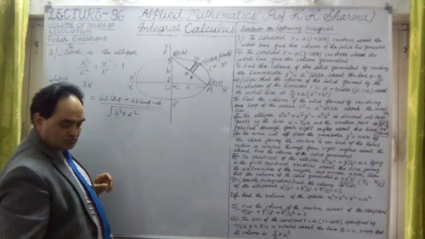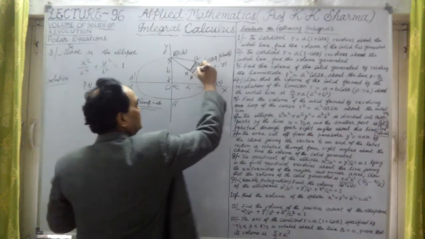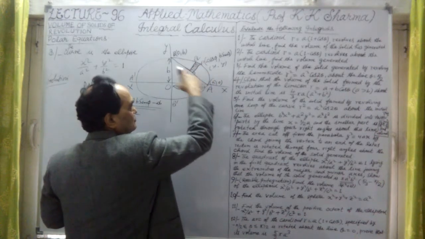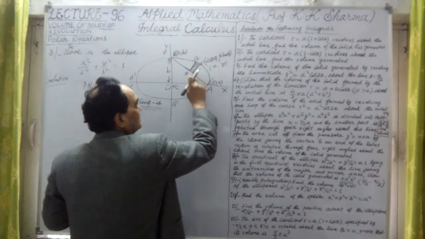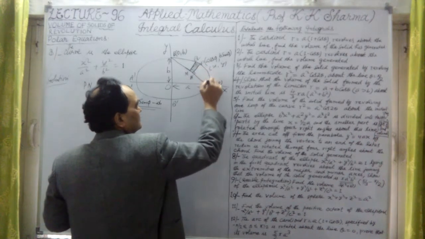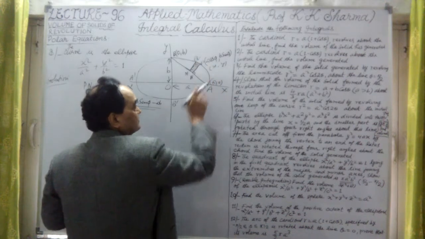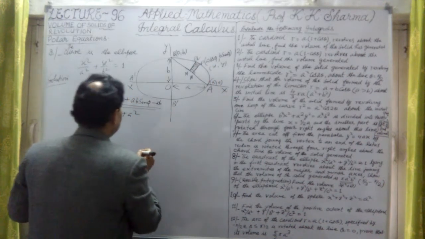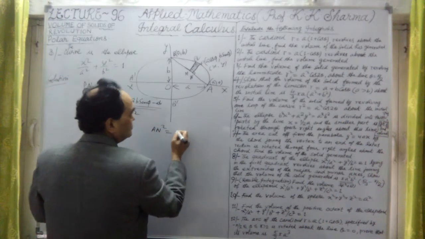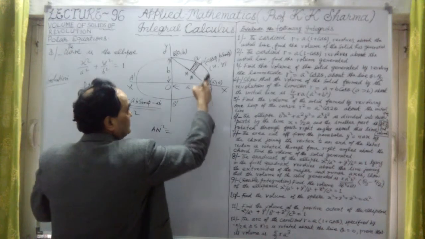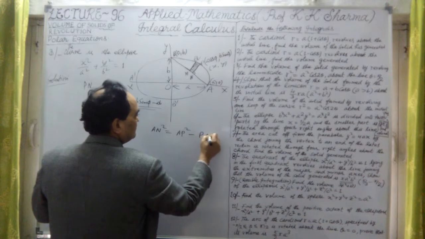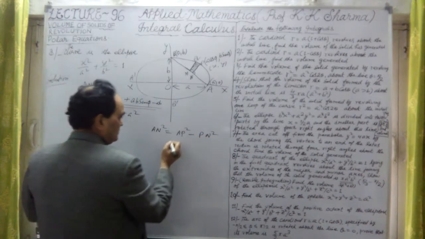Now how is AN calculated? If I take this as a right angle triangle, because this is the perpendicular we have drawn, PN is perpendicular on the line AB, so ANP is a right angle triangle. If I take this as a small line instead of an arc, then AN square is equal to AP square minus PN square, because AP is the hypotenuse.